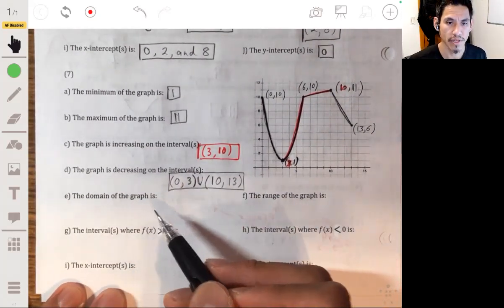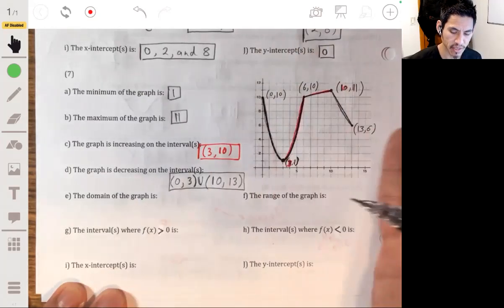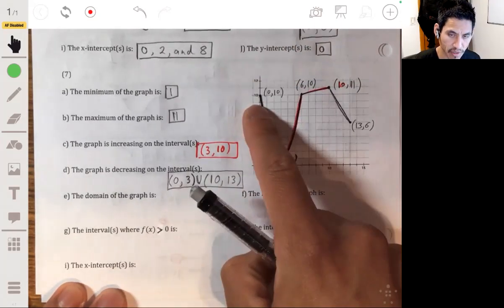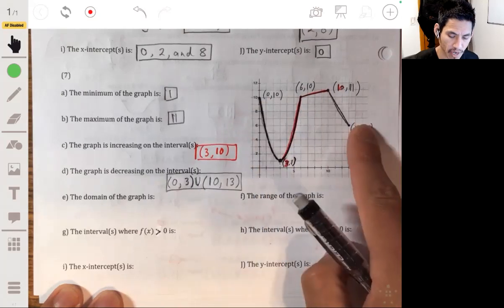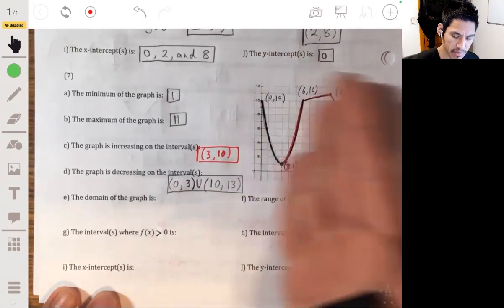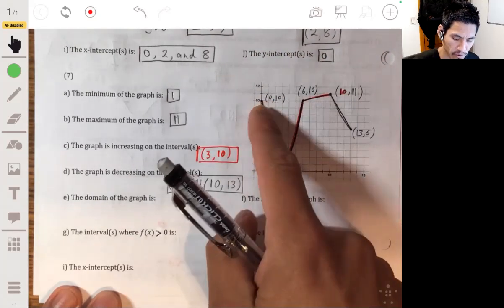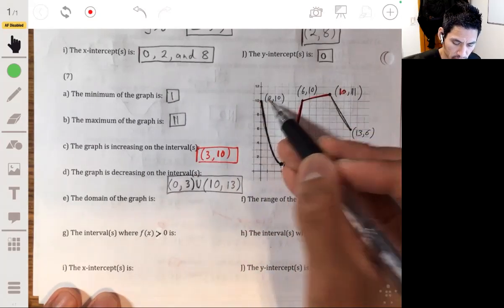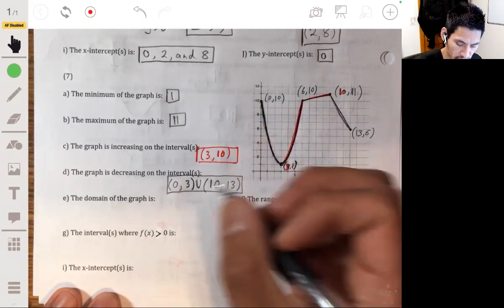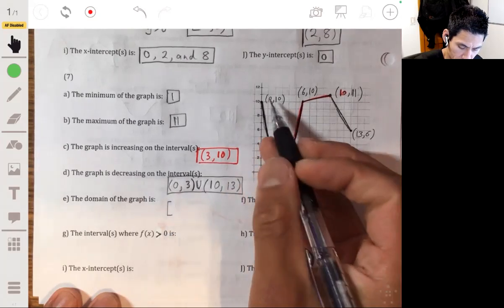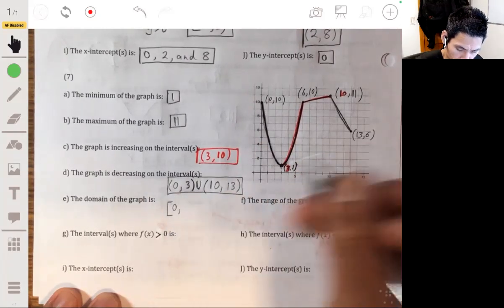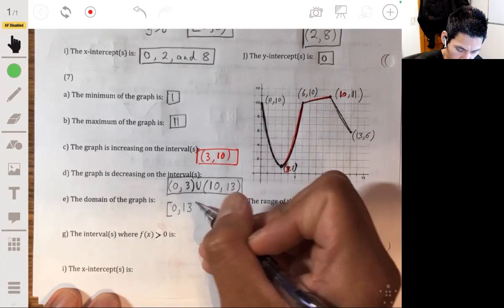Right, the domain. The domain would be all the x values in the entire graph. They're going from the left to the right. There's no gaps or any jumps, so we can straight go from 0 to 13, all the x values. So put them in brackets because we include 0 and we include 13, so 0, comma 13.